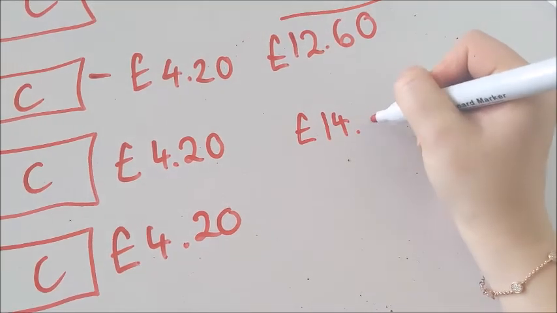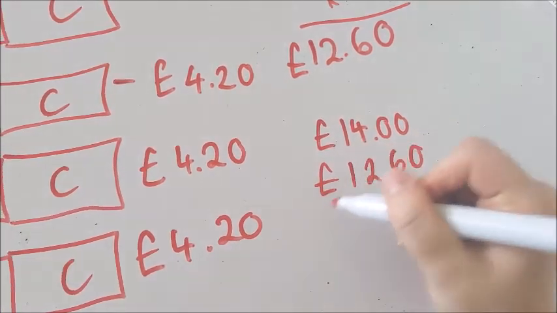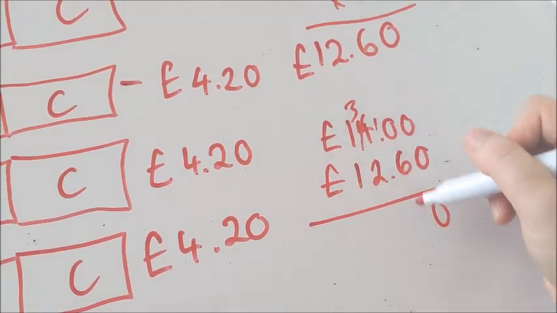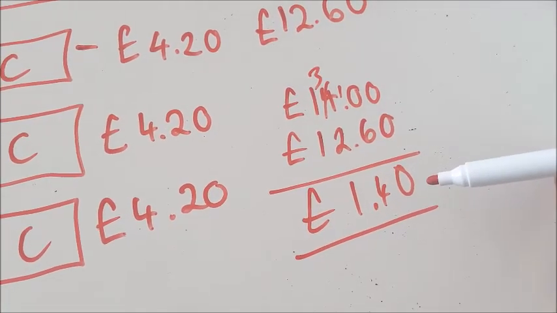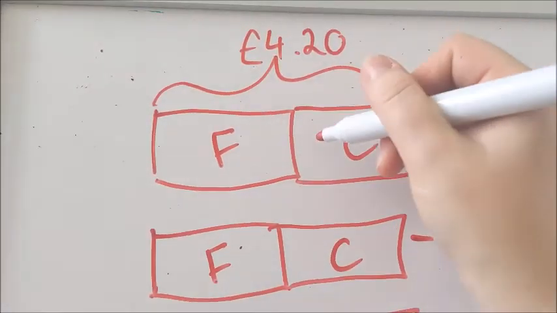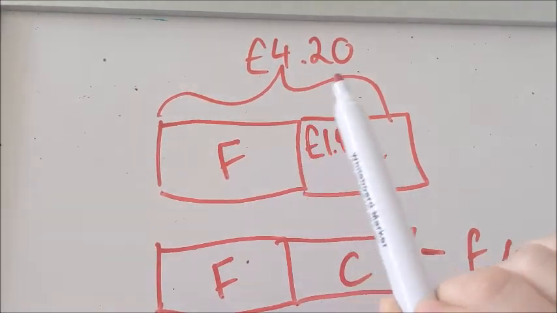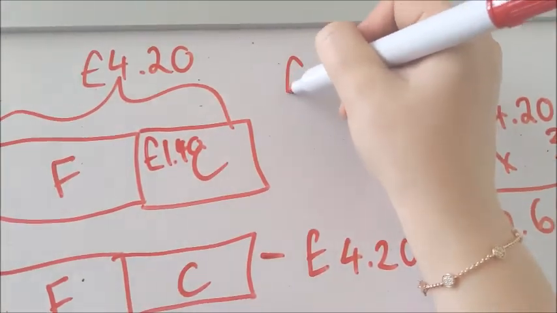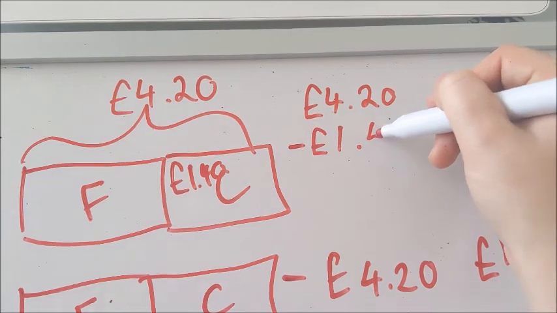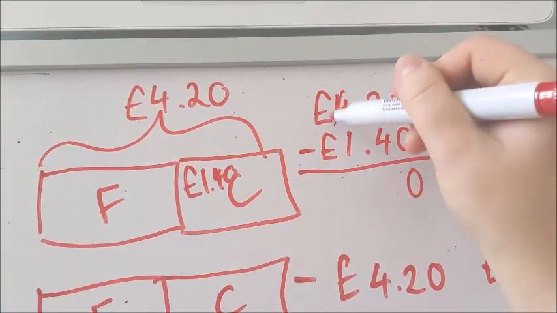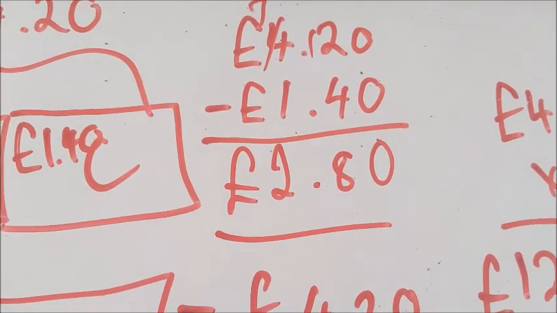So if we do £14 and we take away the 3 portions of fish and chips at £12.60, then we know that 1 bag of chips on its own costs £1.40. So if we take that knowledge up here, £1.40, then it's a simple subtraction from the fish and the chips. The total price is £4.20. And we subtract the price of the chips on their own, which is £1.40. So the fish on its own is £2.80.